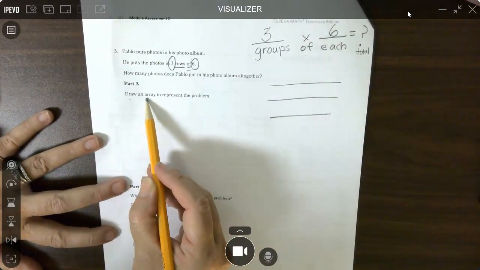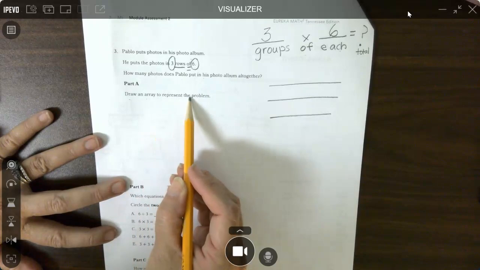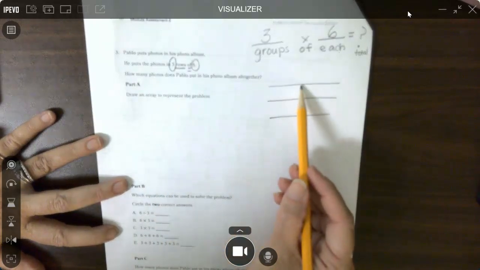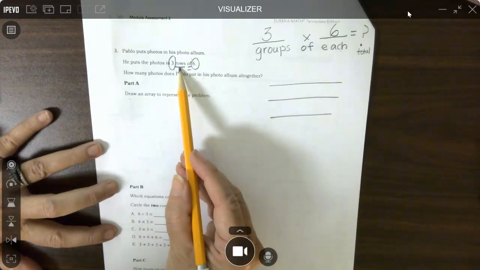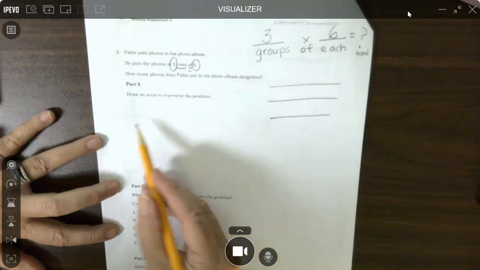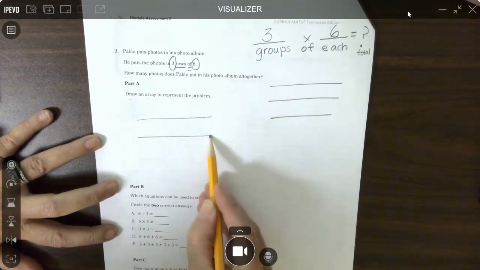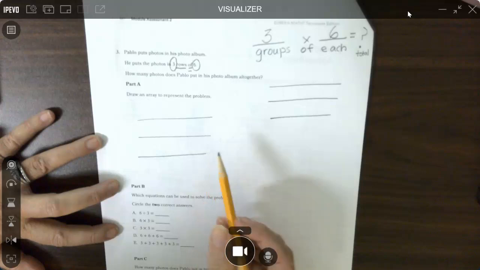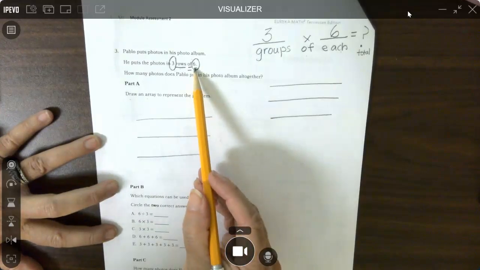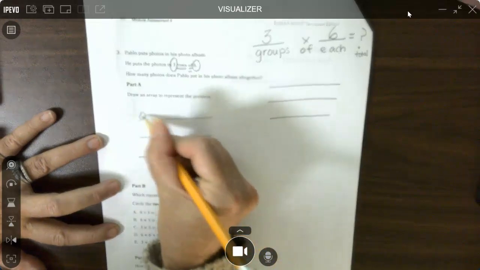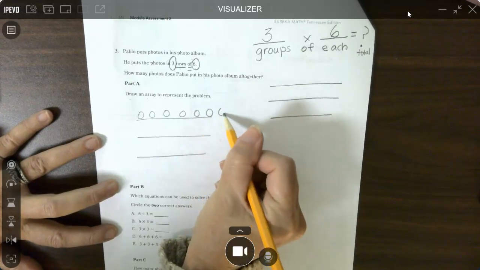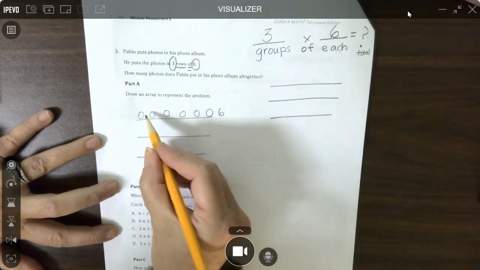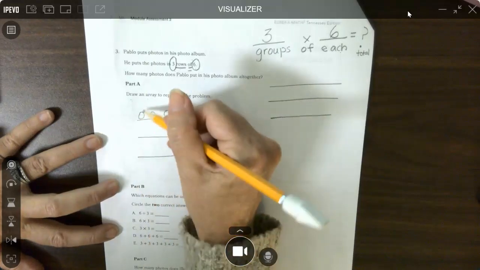They say draw an array to represent the problem. An array has rows and it has columns. In this story, it asked us to draw 3 rows. 1, 2, 3. And then it has instructed us to put 6 things in each row. 1, 2, 3, 4, 5, 6. I keep track. Rows and columns.